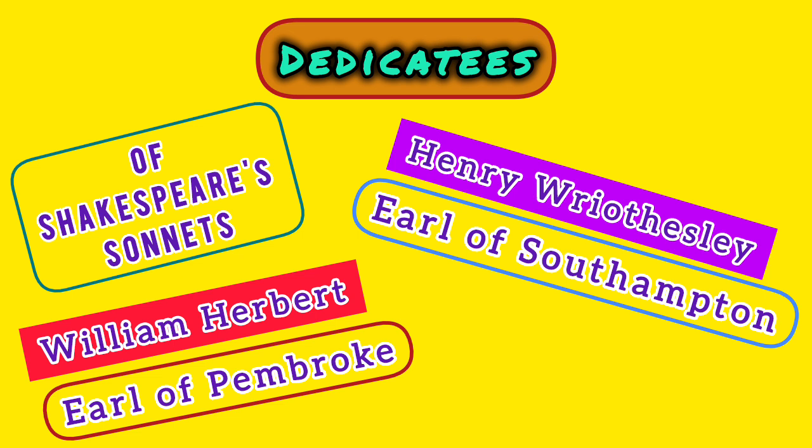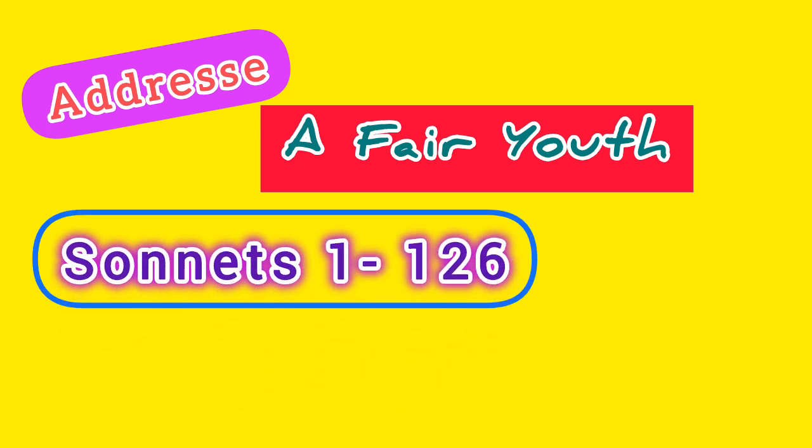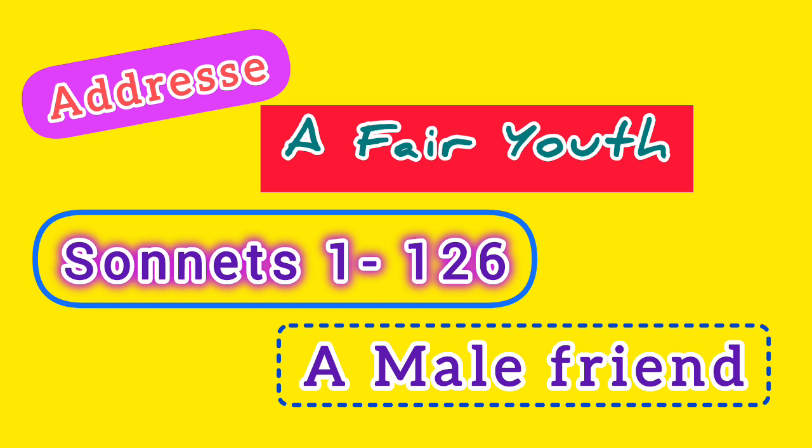Now the next point is all about the addressee, that is, whom the poet has actually addressed this poem to. So this poem is addressed to a fair youth, that is, a fair young man. Here you must remember that Shakespeare's sonnets number 1 to 126 were addressed to or dedicated to a male friend, a fair friend. So in this regard, these names are the probable candidates regarding the identity of this fair young man.